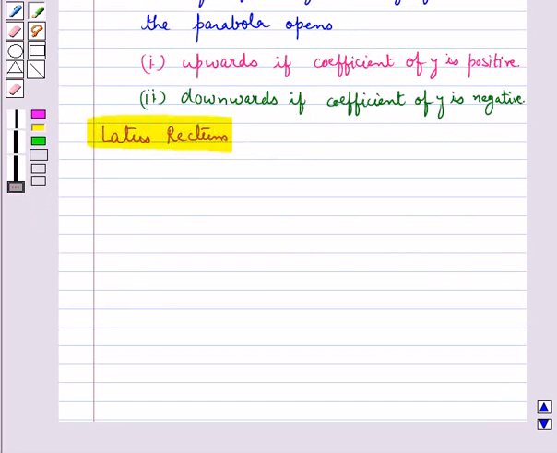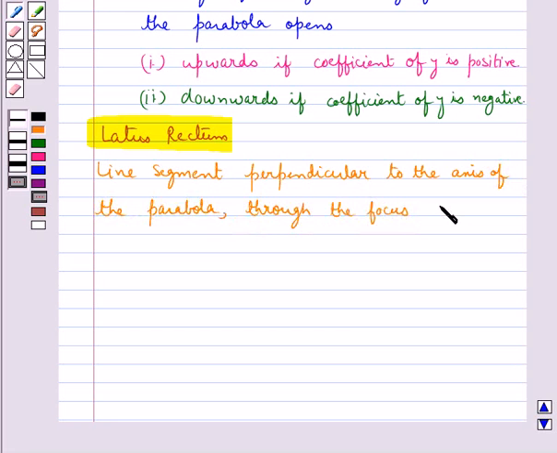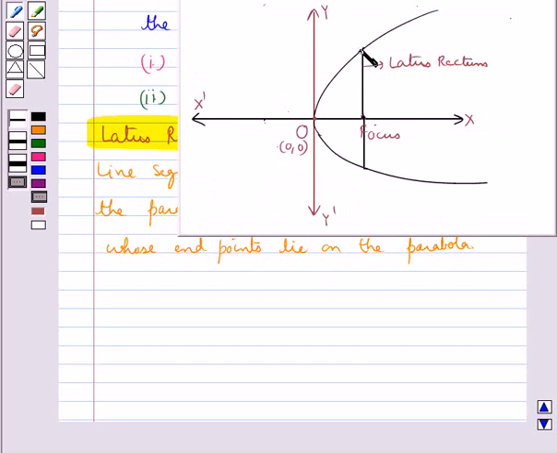Next is latus rectum. Latus rectum of a parabola is the line segment perpendicular to the axis of the parabola through the focus and whose endpoints lie on the parabola. This line segment is perpendicular to the axis of the parabola through the focus, and endpoints of this line segment lie on the parabola, so this line segment is the latus rectum.